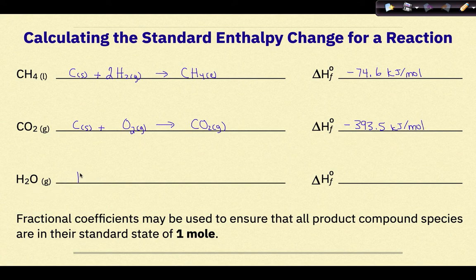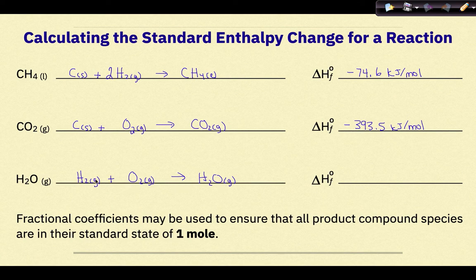So we have hydrogen gas plus oxygen gas to produce water. And we'll say this water is in the gaseous state. Now, can you have different heat of formation values for water in the gaseous state and the liquid state and the solid state? Yes, you can, and you have to be super careful about that.